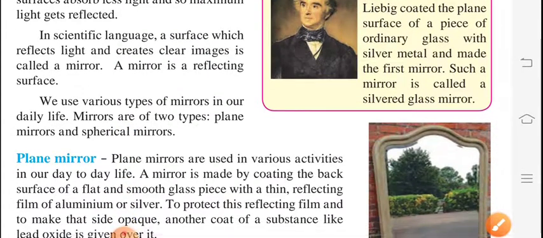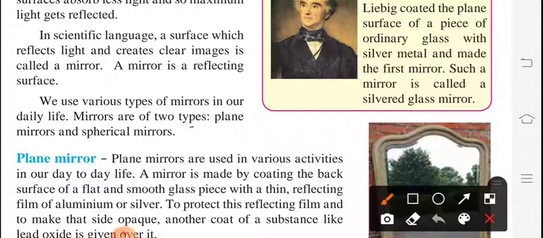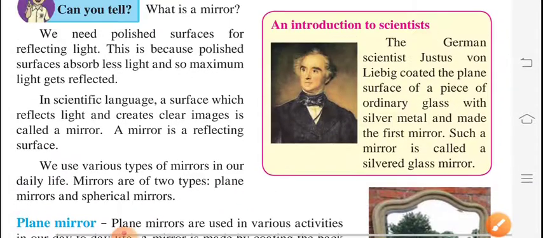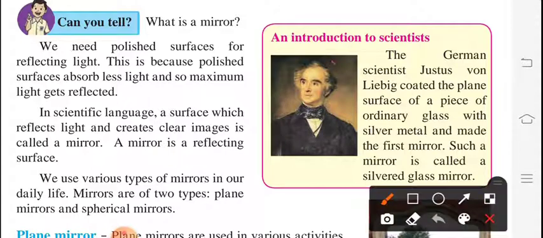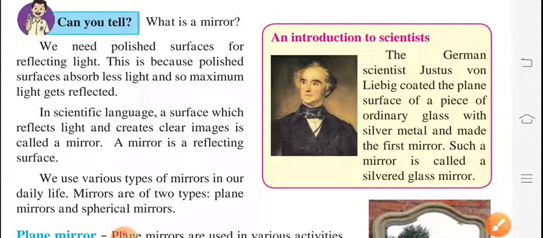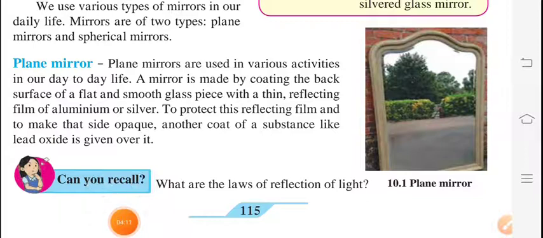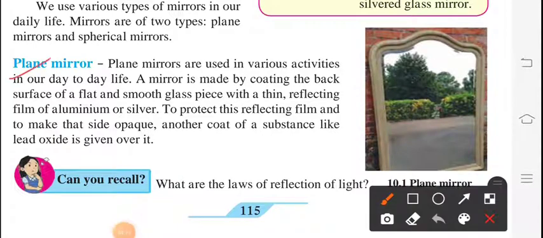We use various types of mirrors in our daily life. Mirrors are of two types. One is the plane mirror and another one is the spherical mirror. Here there is also an introduction to scientists. No need to do this also. Let's go ahead.